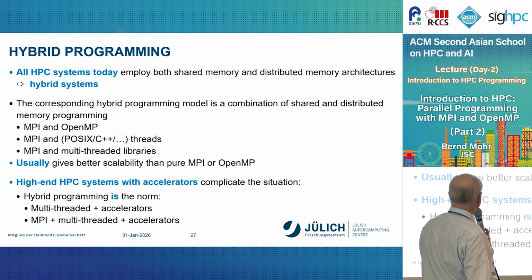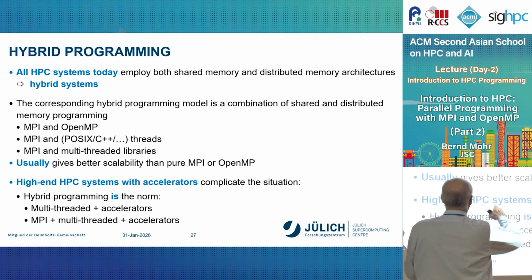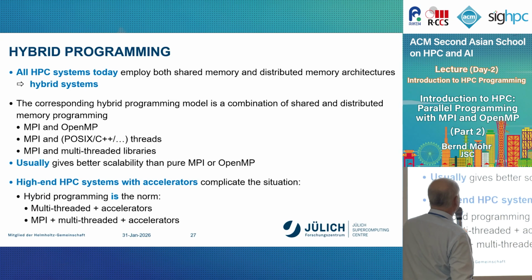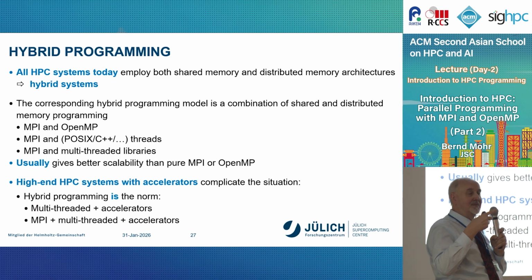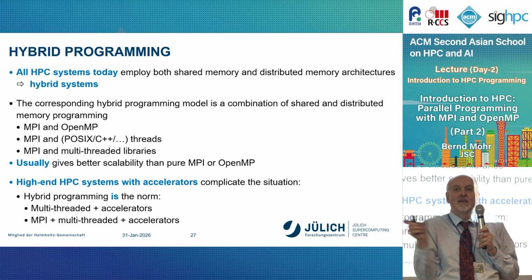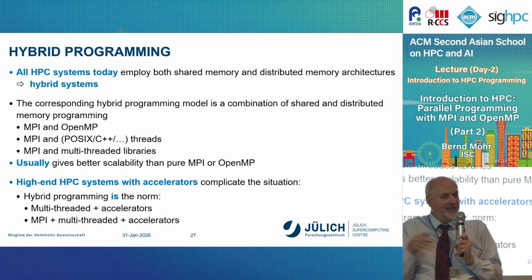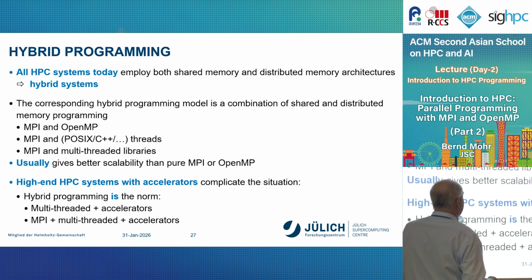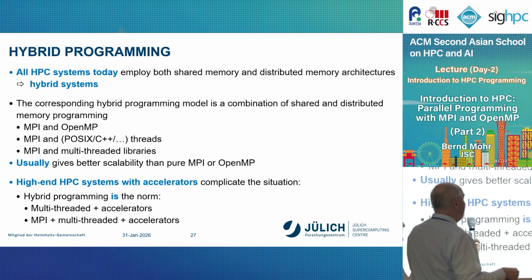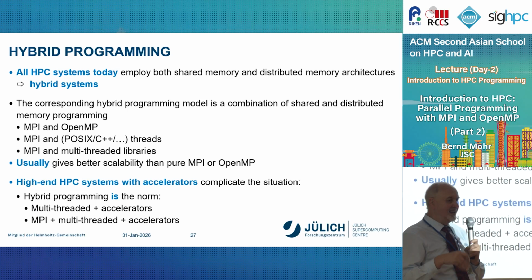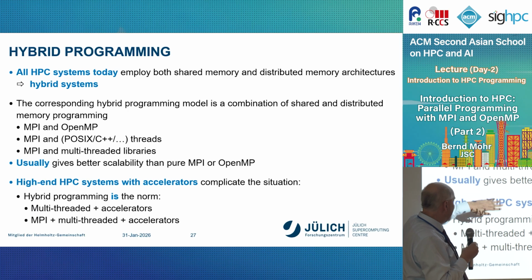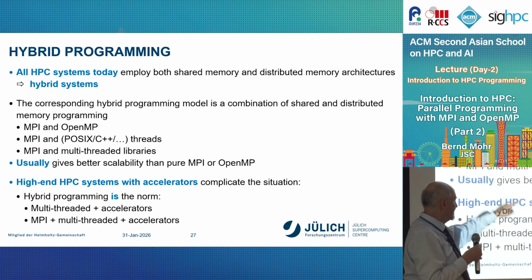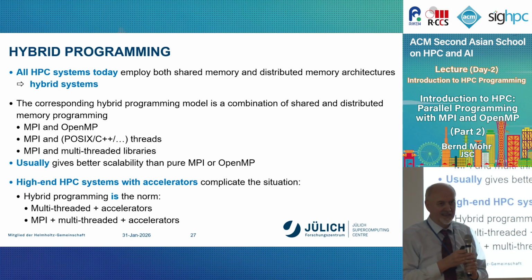As I said, you have different methods. You can use MPI and OpenMP, or MPI and POSIX threads, and sometimes there are libraries that use OpenMP inside, so you use MPI, but the threading is done by the math library or something. And then if you have additional accelerators, you need even more: a multi-threaded program with accelerators, or MPI plus multi-threaded plus accelerators.